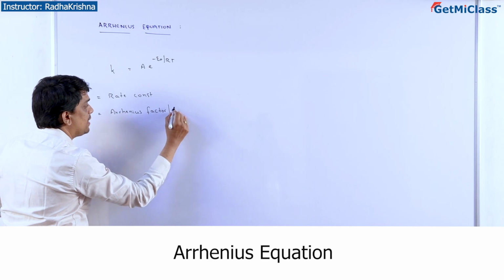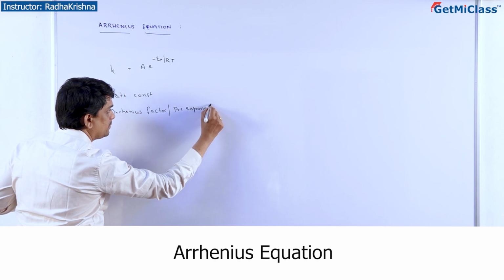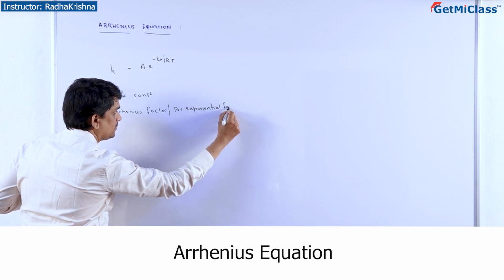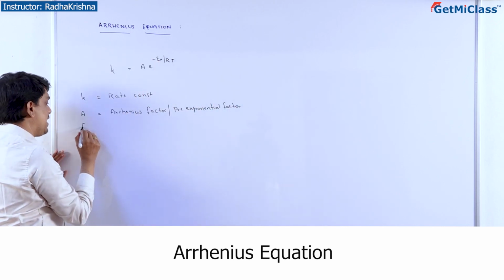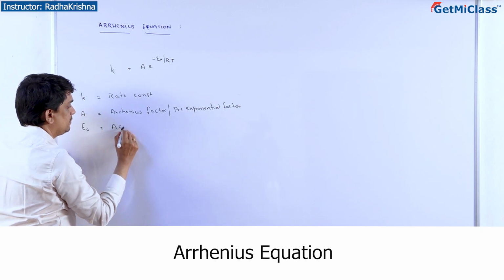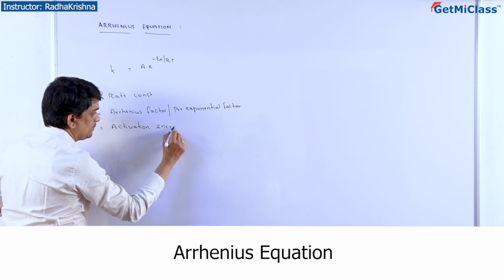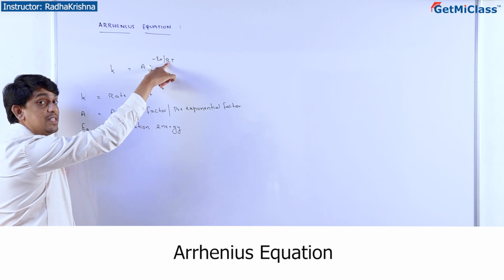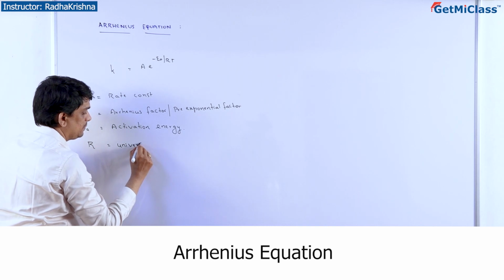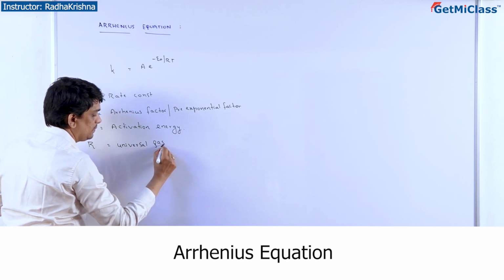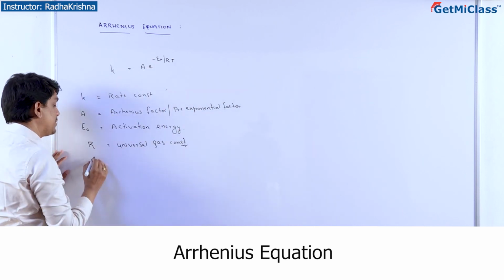Also known as the pre-exponential factor. Right? Ea is nothing but activation energy. R is the universal gas constant. T is temperature in absolute scale.